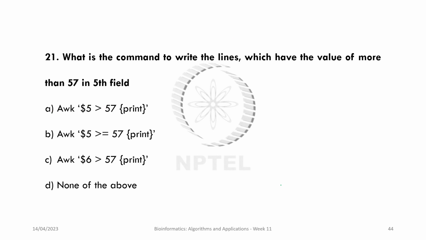Question 21, what is the command to write the lines which have a value of more than 57 in the fifth field?